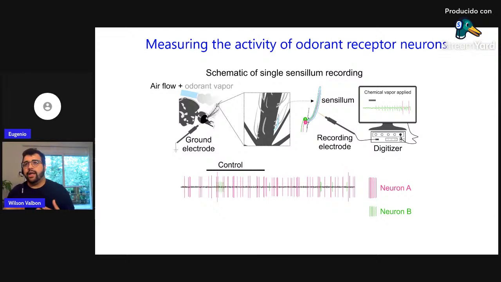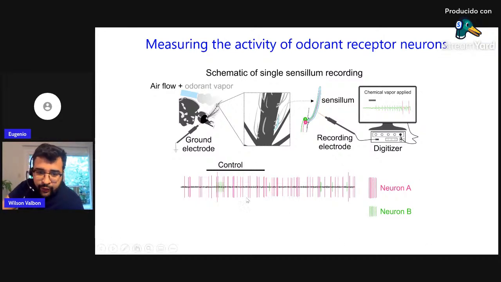As I mentioned, we have more than 100 odorant receptor genes that are expressed in mosquito, and you have more than 100 sensilla. They have a bunch of sensilla. If you remove just one, it's not a problem at all. But if you remove the whole antenna, yes, they can't smell very well anymore.